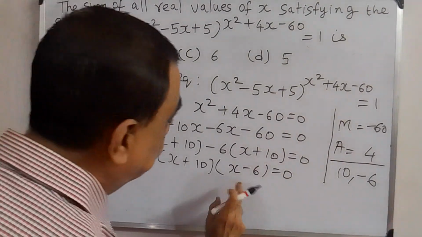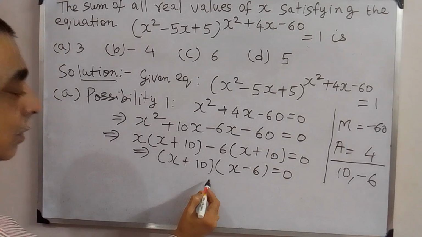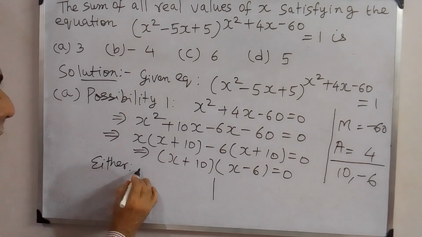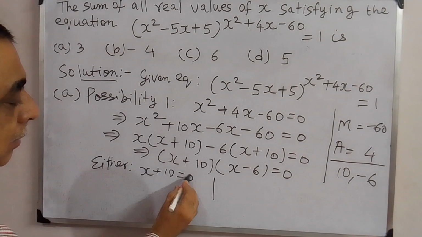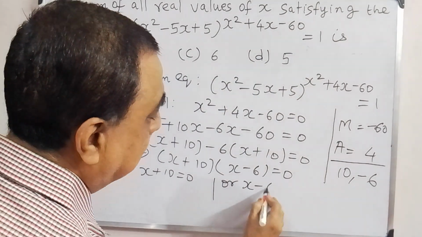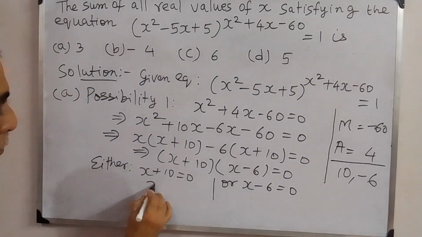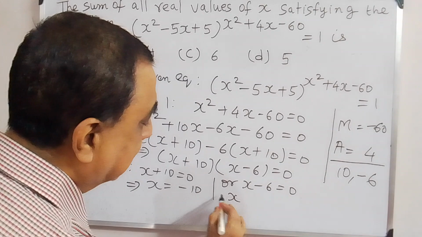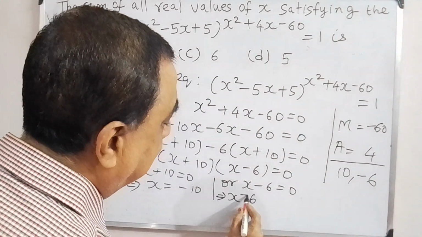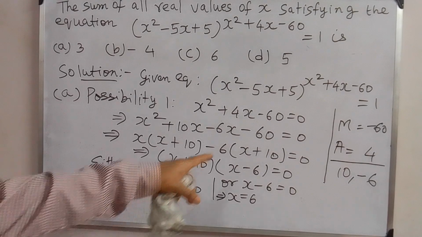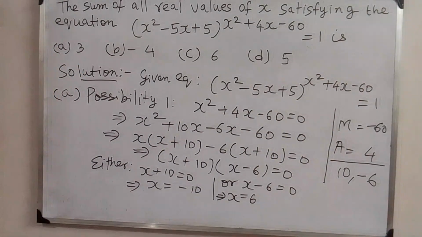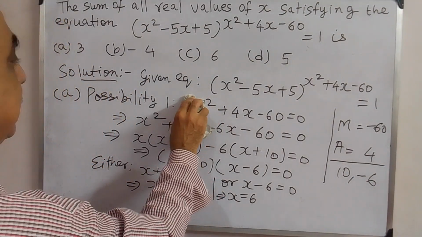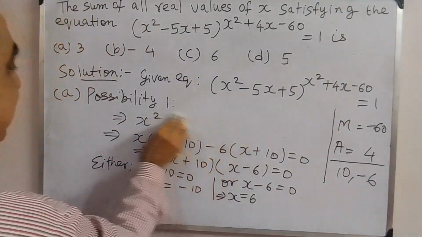So when the product of the two expressions is 0, either this will be 0 or this will be 0. So we will have either x plus 10 equals 0 or x minus 6 equals 0. So from here we get x equals minus 10, and from here x equals plus 6. So these are the values of x we get when the power is equal to 0. So possibility 1, I am writing the values of x here.